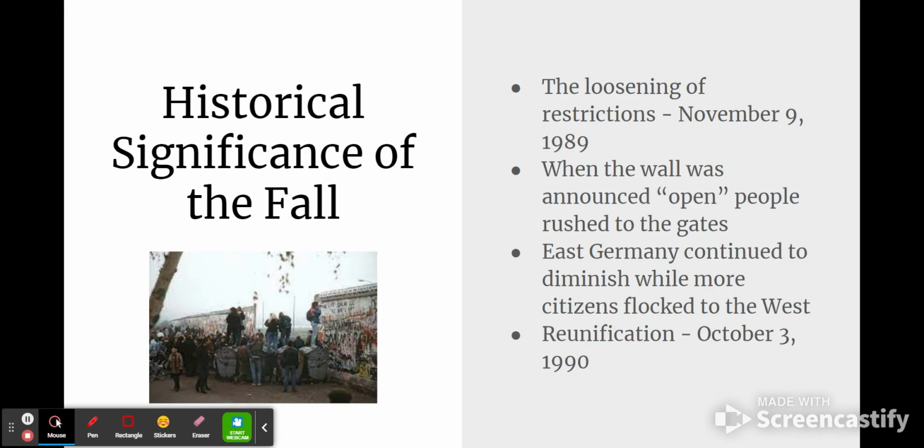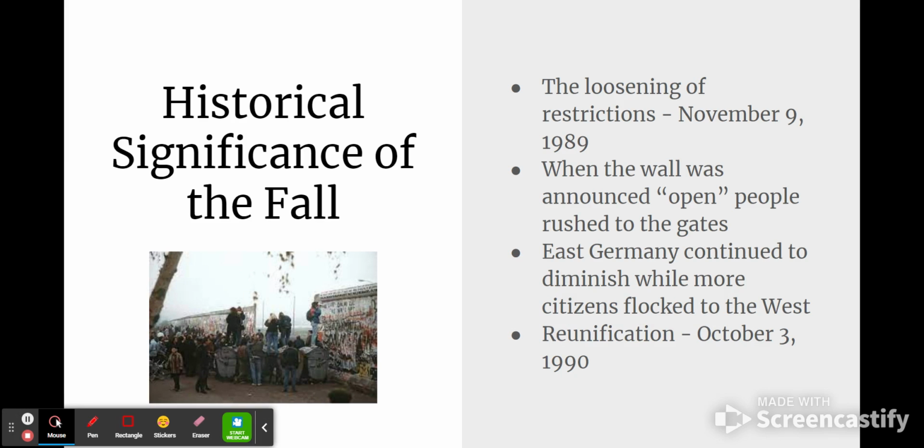The historical significance of the fall of the wall: the loosening of the restrictions went into effect November 9th, 1989, when the wall was announced open, or was to be opened. People rushed to the gates, and there were thousands upon thousands of people standing on both sides of the wall, waiting just to see their family members and just see the other side that they haven't seen in years.